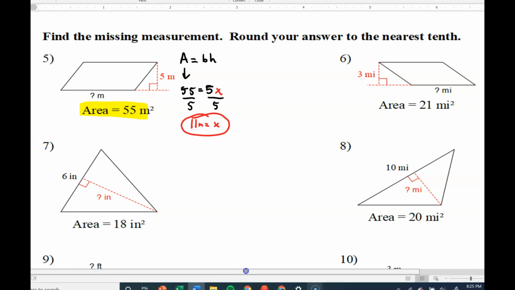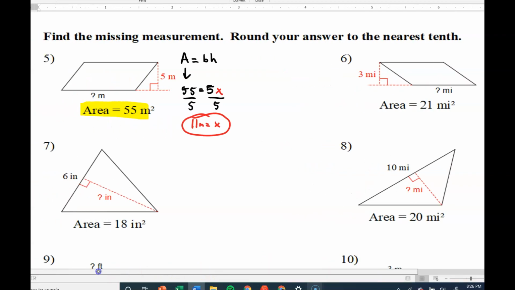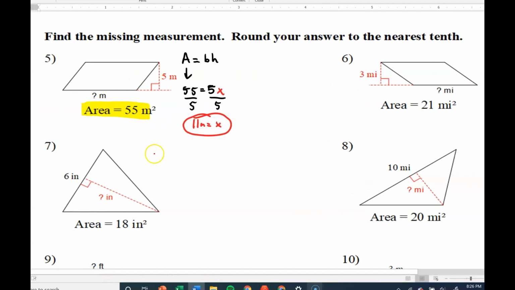Okay, so now on your paper, you are going to do number 6. Number 6 is exactly like number 5. Number 7, we've got a triangle. What is the formula for the area of a triangle? Think back to yesterday. Hopefully you said area is equal to 1/2 base times height. Again, I'm giving you the area, and in this case, I'm giving you your base, so you need to find the height. So if your area is 18, is equal to 1/2, your base in this case is 6, you just need to find your height, which we'll call x right now.